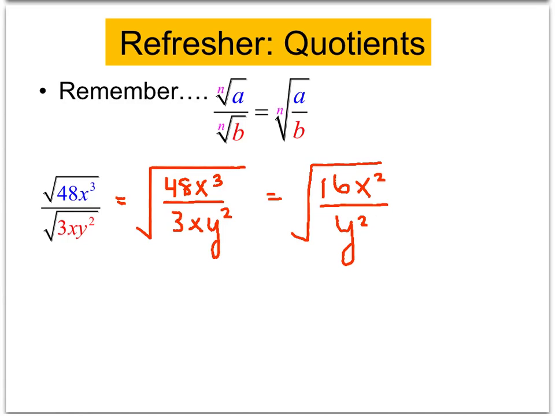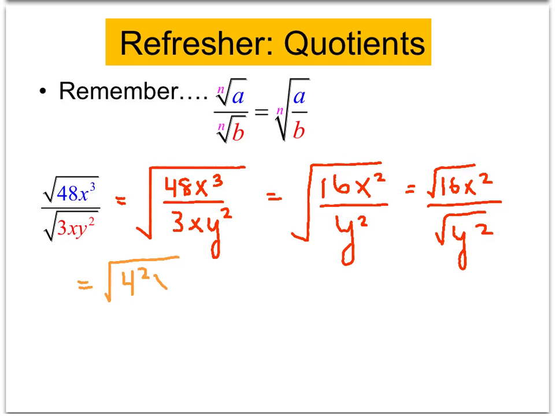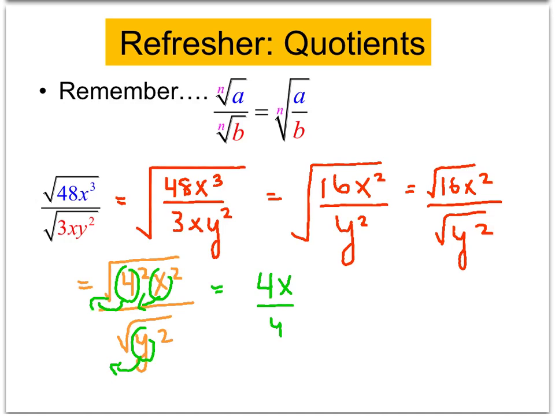So now we can go ahead and simplify. Now we can break this apart again and simplify both of these radicals. Now on the top here, the square root of 16, I can rewrite that as the square root of 4 squared, and then I have x squared, and on the bottom, square root of y squared. So anything to the second power will hop out. So the 4 will hop out, the x will hop out, and the y will hop out. So I'm going to be left with 4x over y, and that is in simplest form.